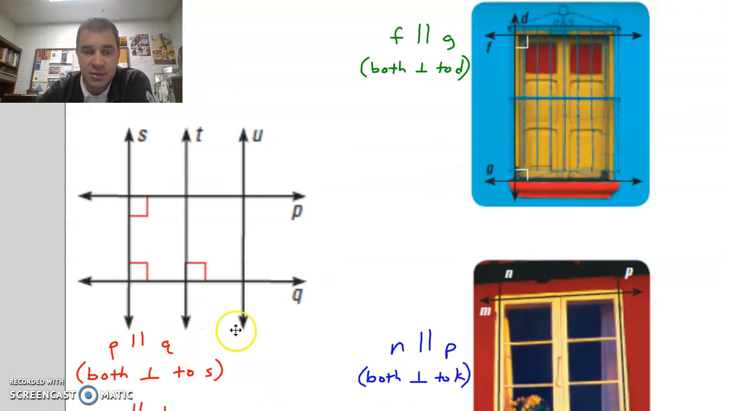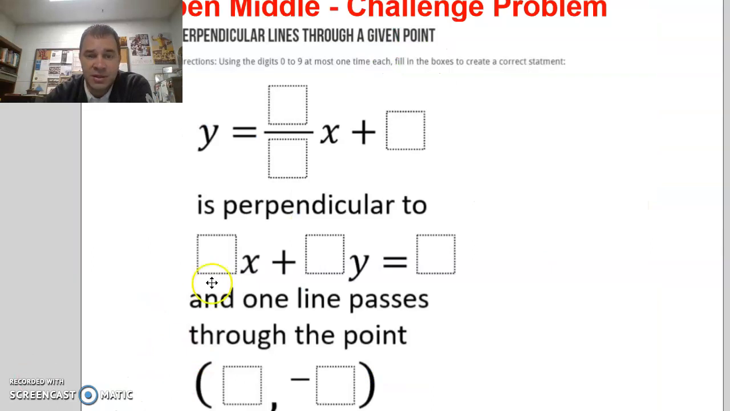We see some of the similar kind of stuff down at the bottom here. F is parallel to G because of the lines that they're perpendicular to. N and P have to be parallel. P and Q have to be parallel, and S and T have to be parallel as well. If you're up for a challenge, take a look at the open middle challenge problem dealing with perpendicular lines and their equations. Hopefully that's something that you can do.